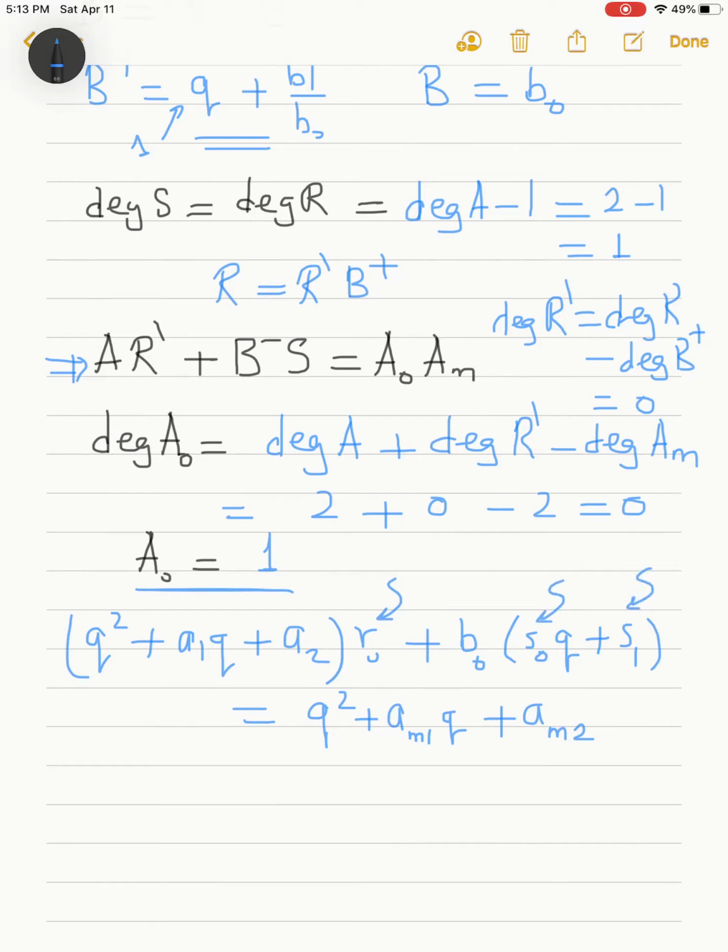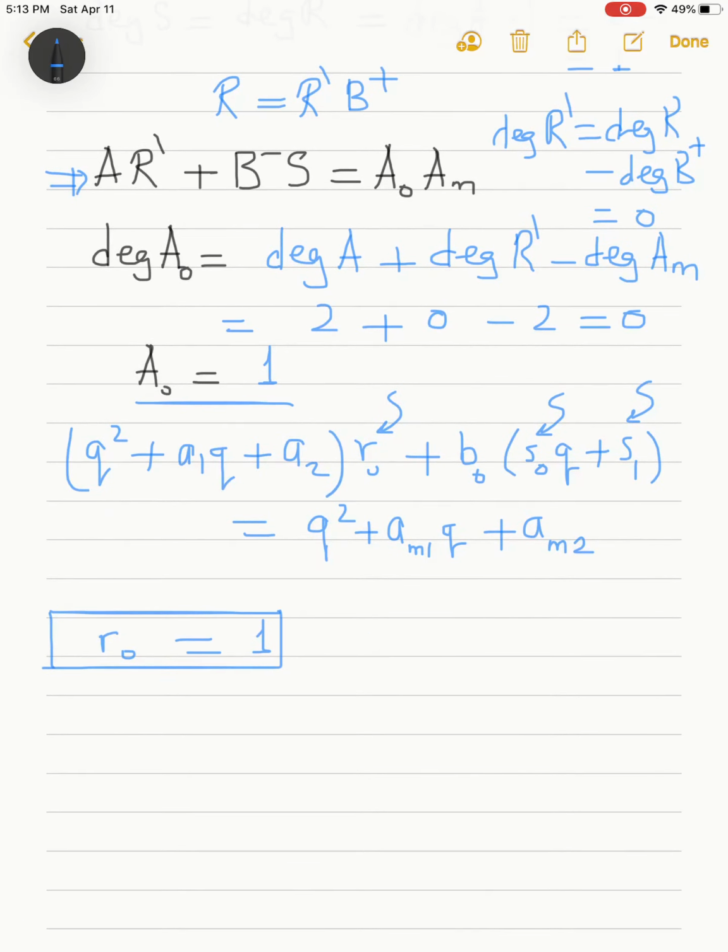I will do that by equating the coefficients of the same power of q at both sides of the equation. So the coefficient of q squared would be R node from the left hand side of the equation, and from the right hand side it is 1. So R node is equal to 1. Now I will do the same for the coefficient of q. So I will get a1 R node plus b node S node equals am1. So this is the first equation.